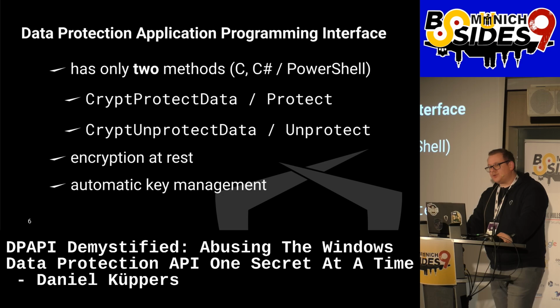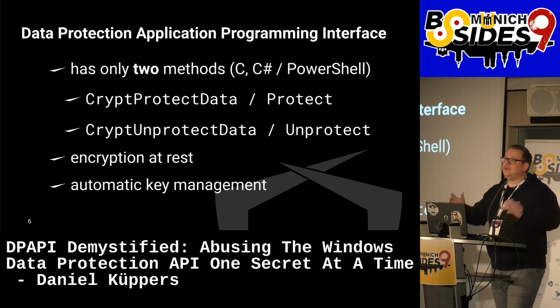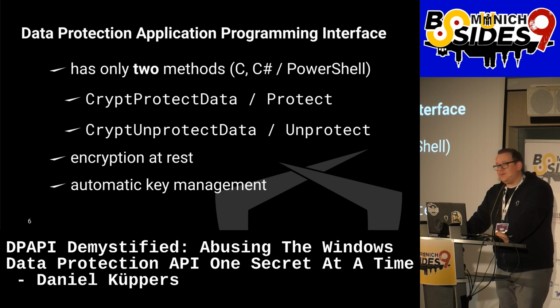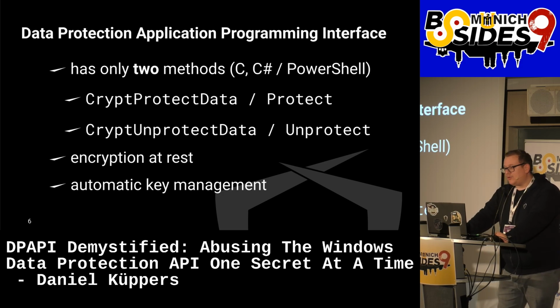So let's go into the internals. The data protection application programming interface, really long and boring, consists of actually only 2 methods, which is great. There are a C and a C# or PowerShell version, which is CryptProtectData, which maps to Protect in, for example, PowerShell, and the CryptUnprotectData maps to Unprotect. That's quite easy, right? The idea of DPAPI is basically encryption at rest.